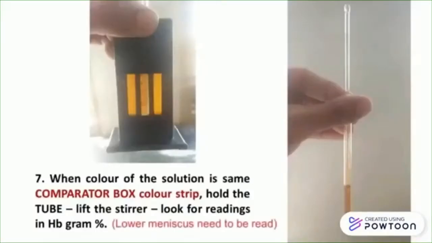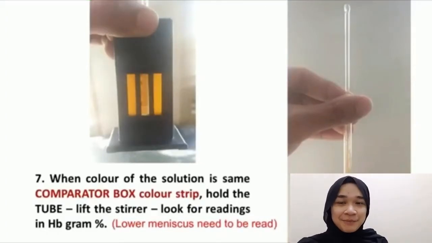When the color of the solution was the same as the comparator box color strip, the tube was held, and the reading of the diluted solution in hemoglobin gram percentage was read, as can be seen in the right picture. That's all for my part, method and methodology. I'll pass on to the next person.